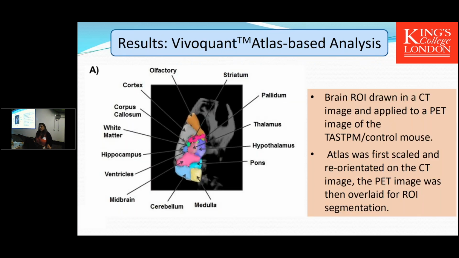So the results. I don't know if those of you are aware that VivaQuant has an Atlas plugin, and it is either mouse or rat, and so we used the mouse version of the Atlas, and it can give you brain-defined areas within the Atlas. So what we did was the brain ROI was drawn in the CT image, then it was applied to the PET image of the TAS TPM mouse and the control mouse. The atlas was first scaled and reoriented on the CT image, and then the PET image was overlaid for ROI segmentation.